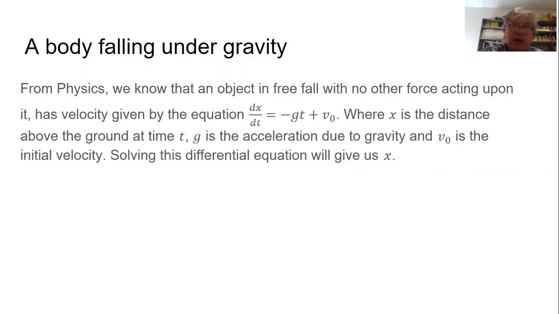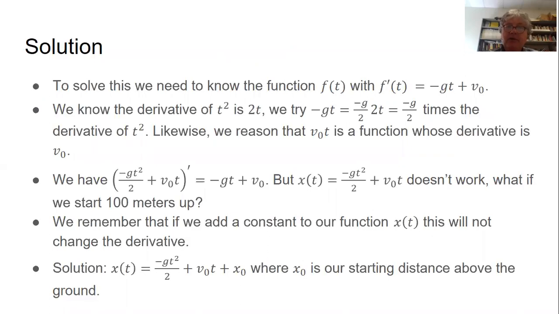So from science, you might have learnt that for an object in free fall with no other force acting upon it, its velocity is given by dx/dt = -gt + v0. So dx/dt is the velocity, g is the acceleration due to gravity, v0 is the initial velocity, t is time, and x is distance. And so if we solve this differential equation, that will give us x. So to solve it, we need to know which function has its derivative -gt + v0.